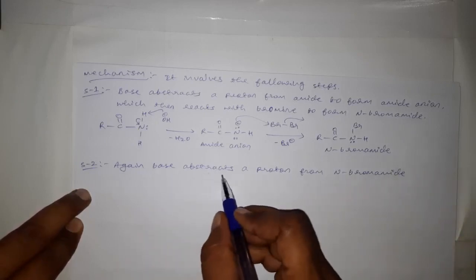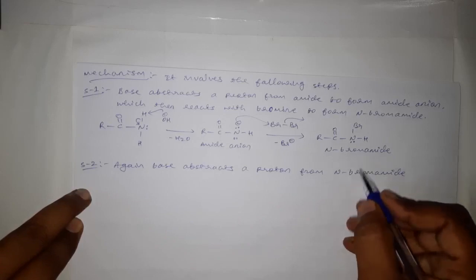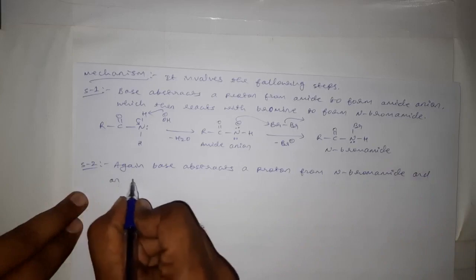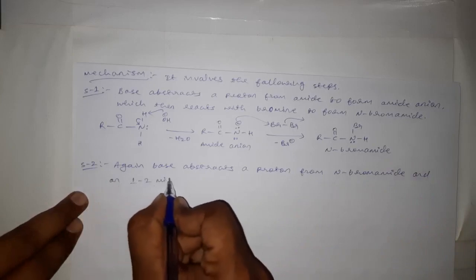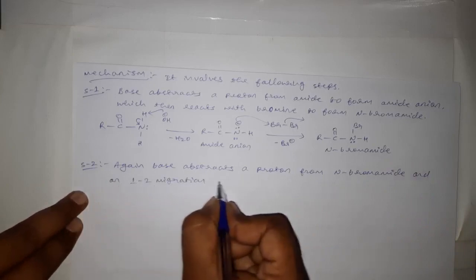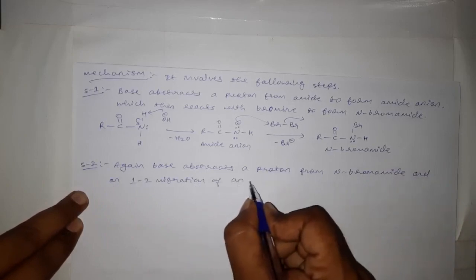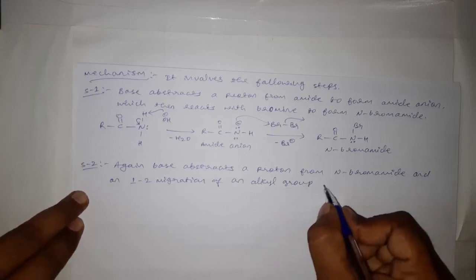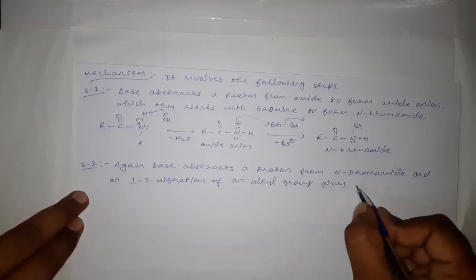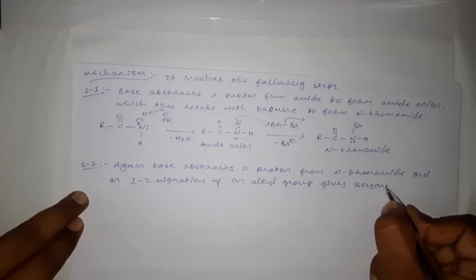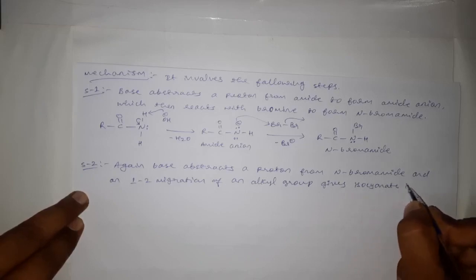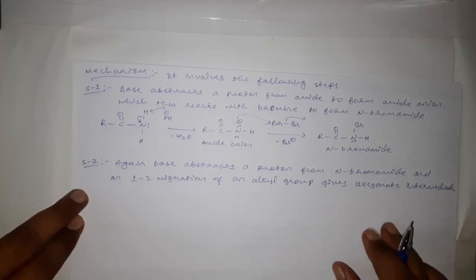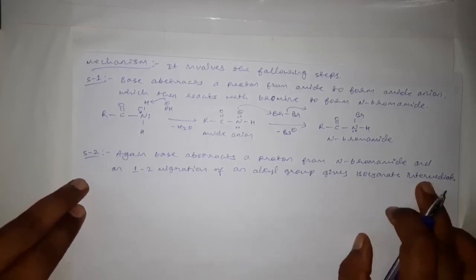Again the base will abstract a proton from this N-bromamide, and on 1,2 migration, that is 1,2 migration of an alkyl group, it gives an isocyanate intermediate. It will give an isocyanate intermediate.